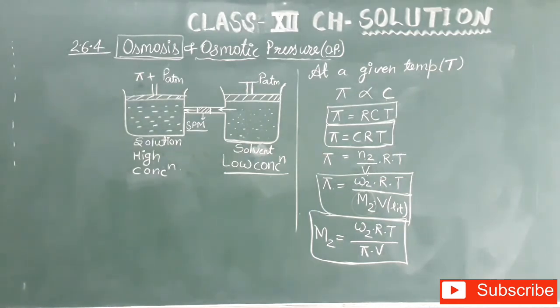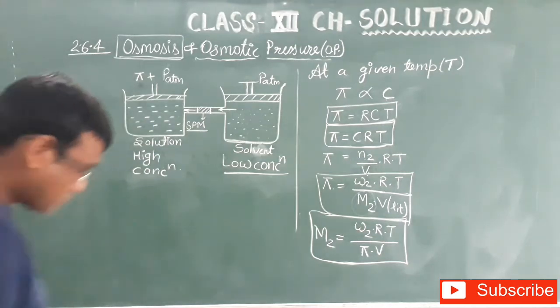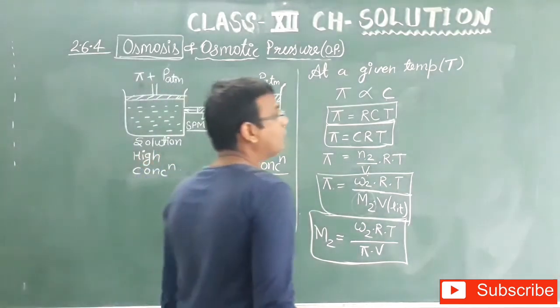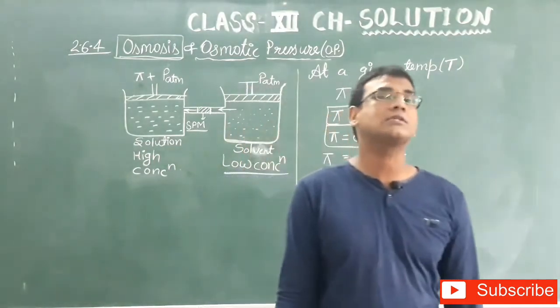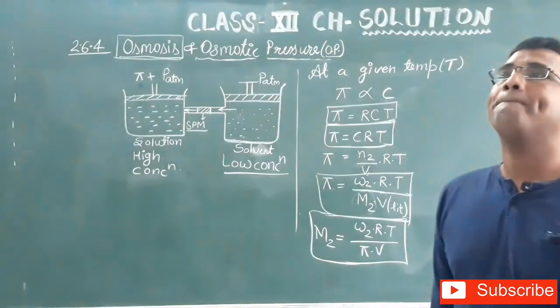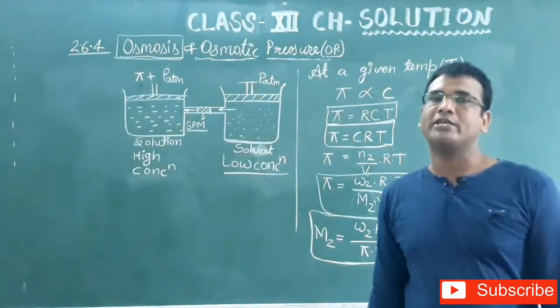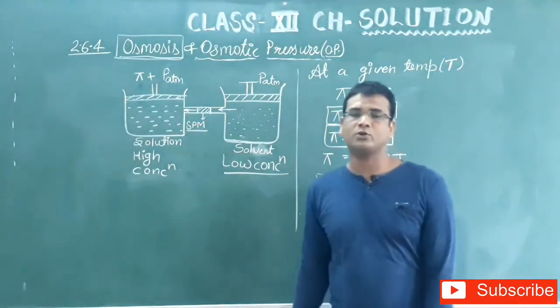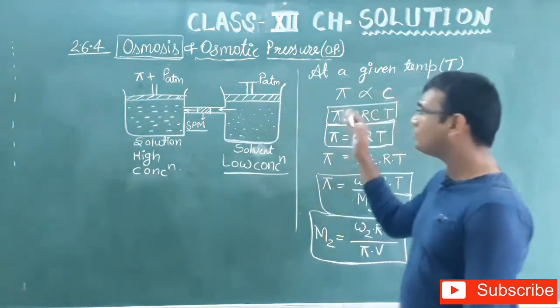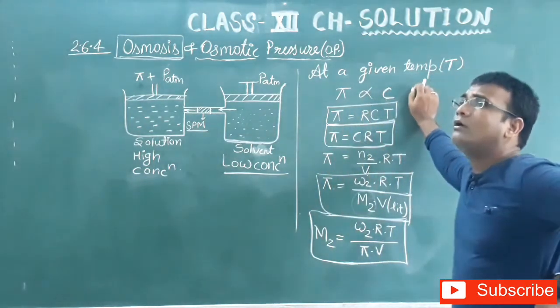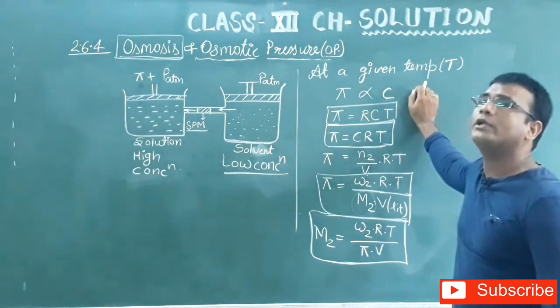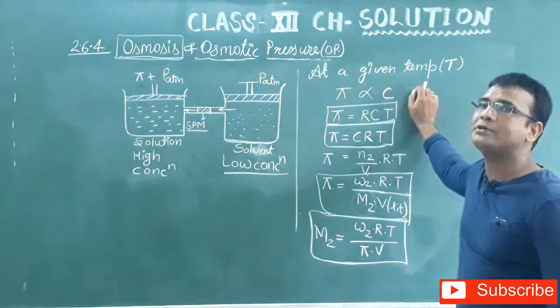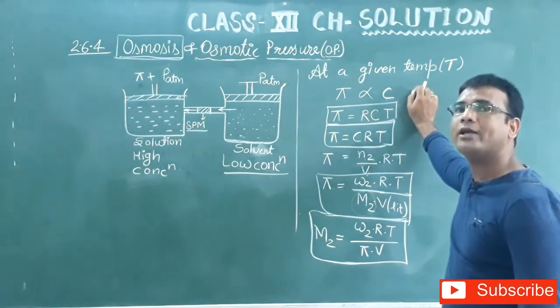Now what is the use of osmotic pressure as a colligative property? In exams this question is also asked, especially in competitive exams like NEET or IIT JEE Advanced or Mains: which of the colligative properties is used to determine the molar masses of macromolecules?